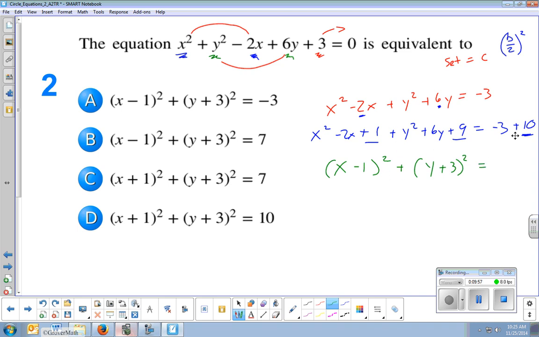Equals the sum you get over here. Negative 3 plus 10 is 7. And now we're done. That's your circle standard form. x minus 1 squared plus y plus 3 squared equals 7 is choice B.